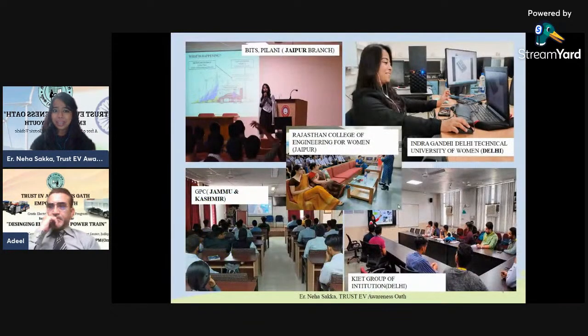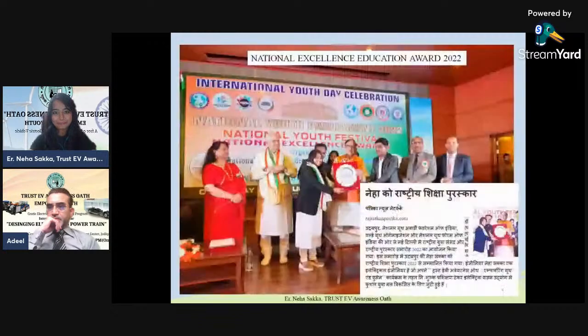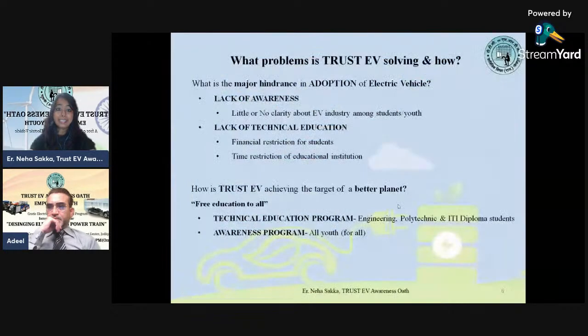How does it work? It works in offline mode, online mode, and hybrid mode wherever it is possible. I go from state to state, place to place, and teach students, youth like you, about electric vehicles. The basic problem in the mass adoption of electric vehicles is awareness. As I've already mentioned, the program promotes awareness of electric vehicles.